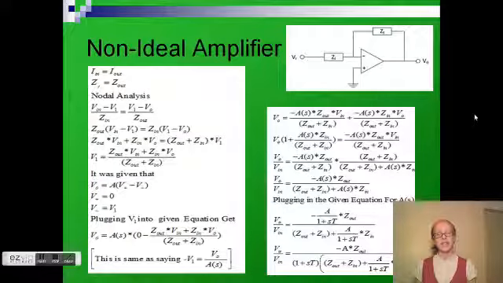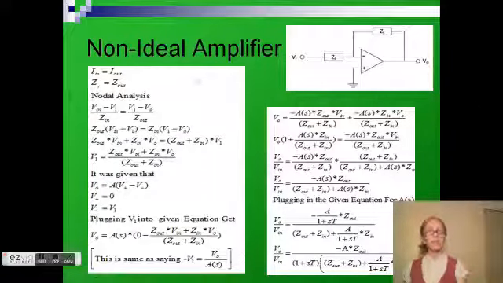Non-ideal can make it much more complicated, because now as we transition through the circuit, our V minus can no longer be interpreted as 0. In this case, we were given that the gain was A over 1 plus sT. Therefore, the pole is at 1 over T.